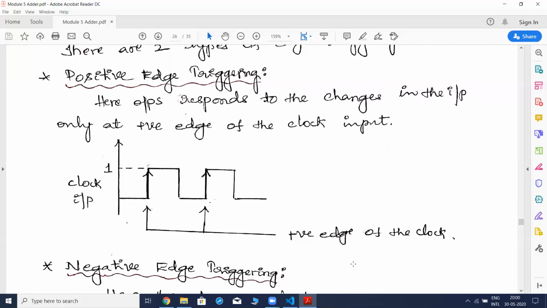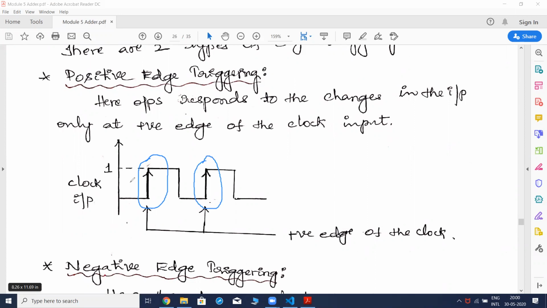Now let us see the positive edge triggering. Here the output is going to respond to the changes in the input only during the positive edge of the clock input. So what is the positive edge of the clock input? That is being shown over here. This is called the positive edge of the clock input. Here this is also known as the positive edge of the clock input.